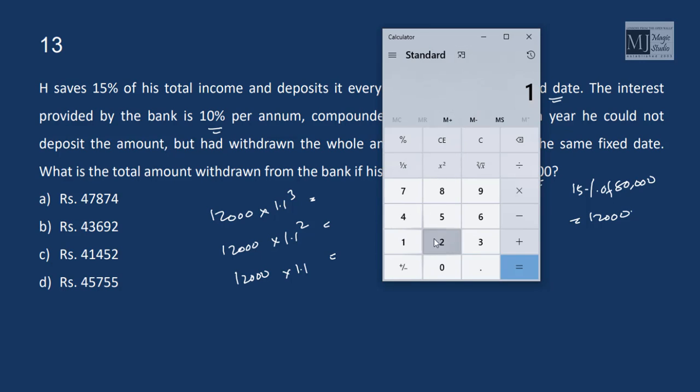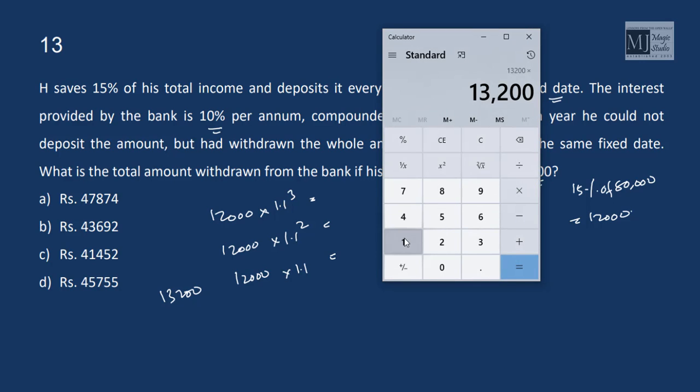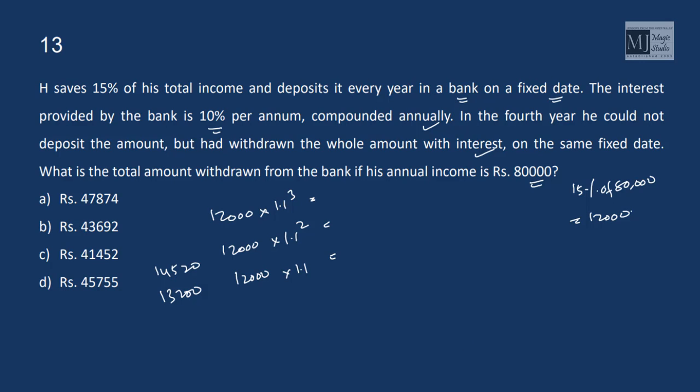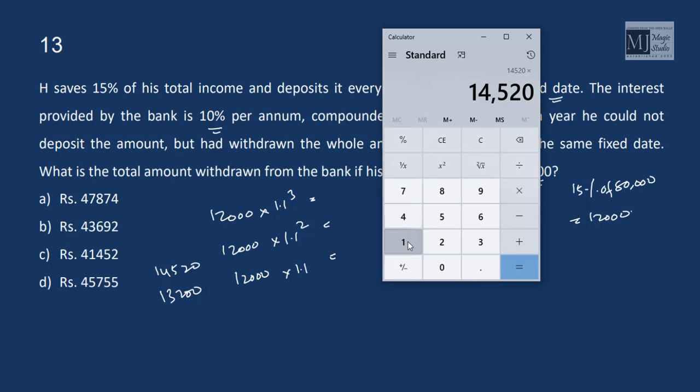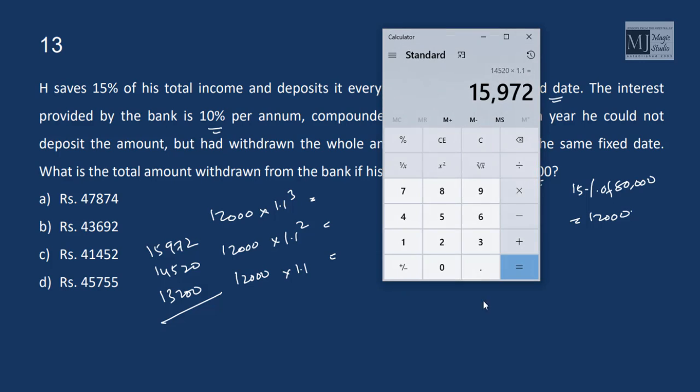Simple calculator value. So 12,000 into 1.1 will give 13,200. Into 1.1 will give 14,520. Into 1.1 will give 15,972. And the sum of these is 15,972 plus 14,520 plus 13,200, that is 43,692.